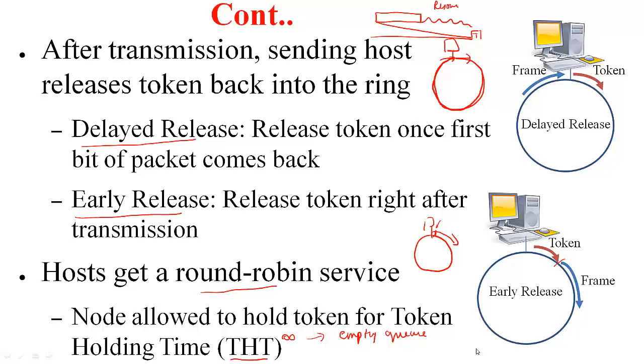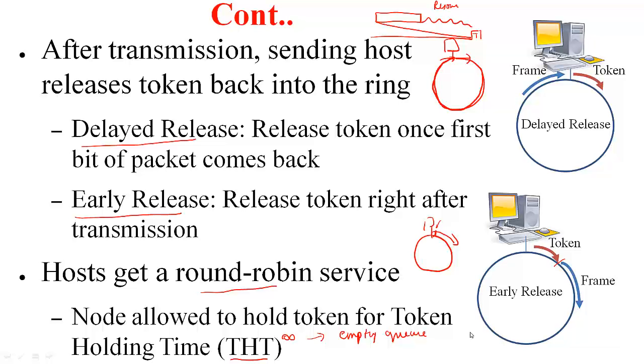What can potentially be a problem with this approach if you set THT equal to infinity? It's not particularly fair. A few nodes can monopolize the channel. Not only that, if there is some node which has a very small message to send, the delay involved in sending the message can become very large, because it now has to wait for all these nodes whose queues are large for them to transmit before it will get an opportunity to transmit.